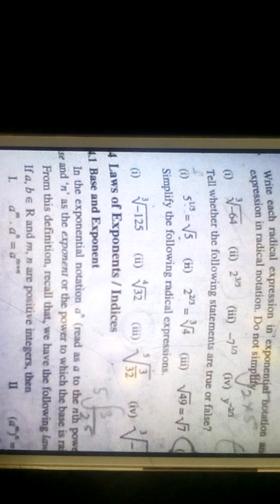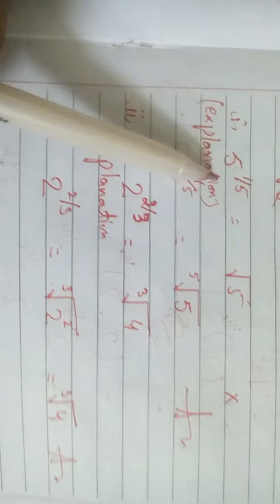The second question is, tell whether the following statements are true or false. We have to check whether each statement is true or false. Number 1 is 5 raised to 1 by 5. We do this question like this. 5 raised to 1 by 5. The answer given is square root of 5. Is it wrong or right? It is wrong. Explanation.